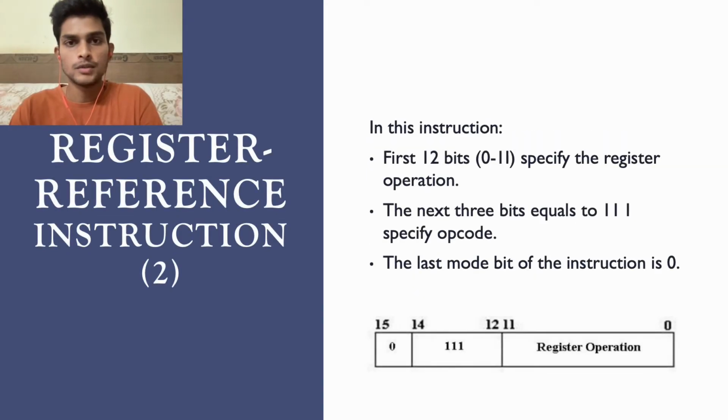Coming to the format, the first 12 bits are the register operation. Since it is a register reference instruction, an operand from the memory is not required. The 12 bits do not specify an address, but the register operation to be performed. The opcode part is 111, and the leftmost bit is 0. So whenever we encounter 3 bits as 111, we just have to look at the leftmost bit, because if it is 0, then it is a register reference instruction.